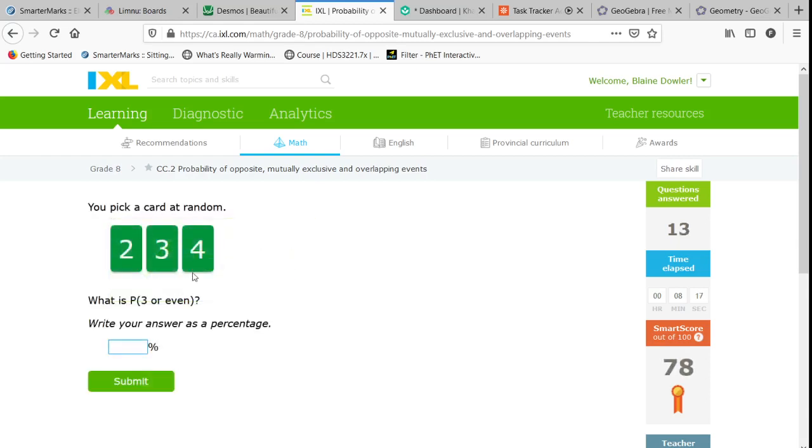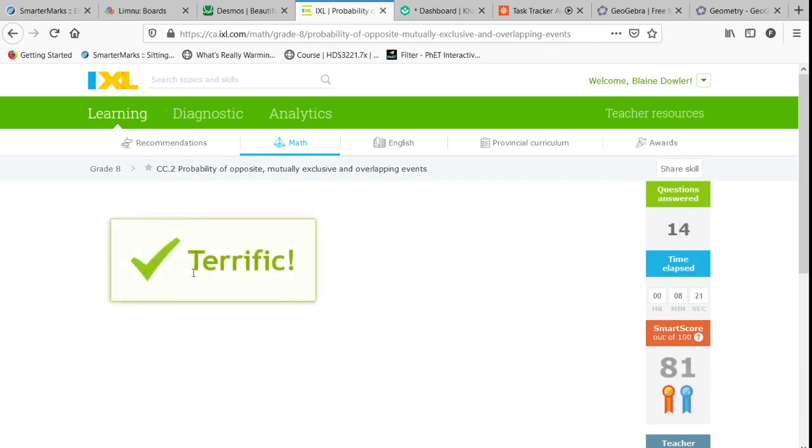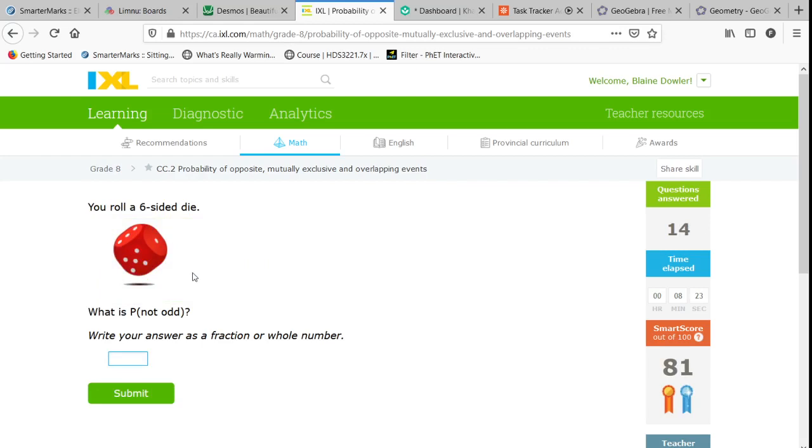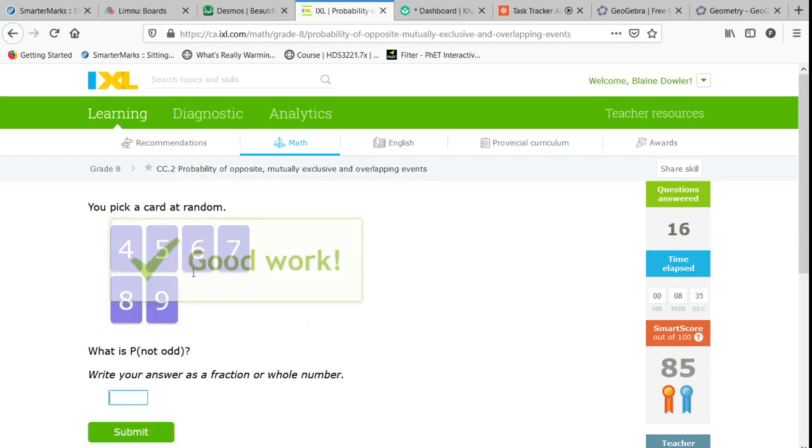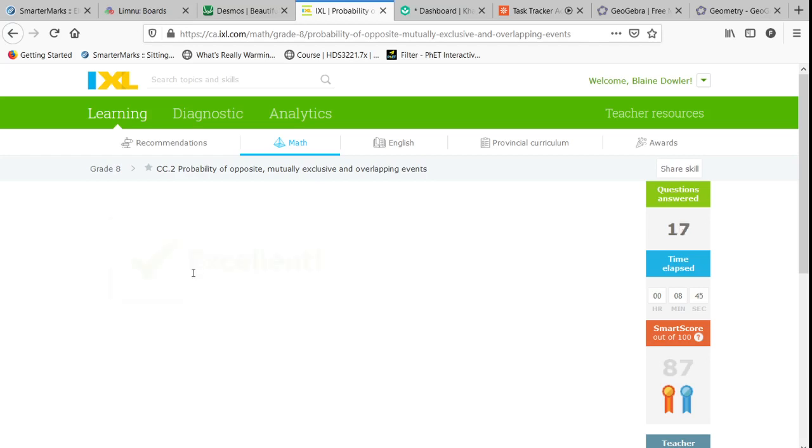Probability that it's 3 or even, again, is 100%, because 3 is the only odd number available. Probability that it's not odd is the probability that it's even. That's 3 out of 6 or 1/2. Probability that the number is either odd or even. That's 100%. Probability that it's not odd is the probability that it is even. That's 3 of these 6 cards, or 1/2.